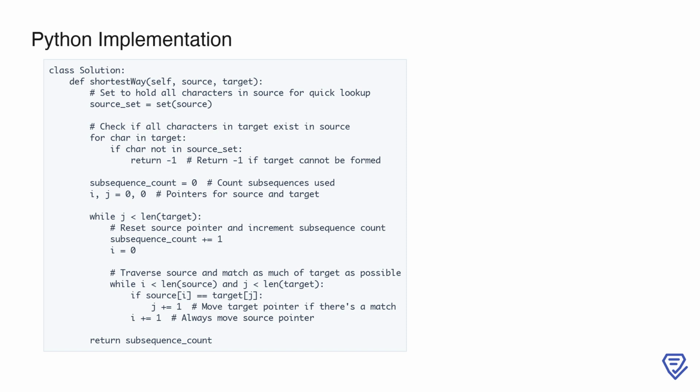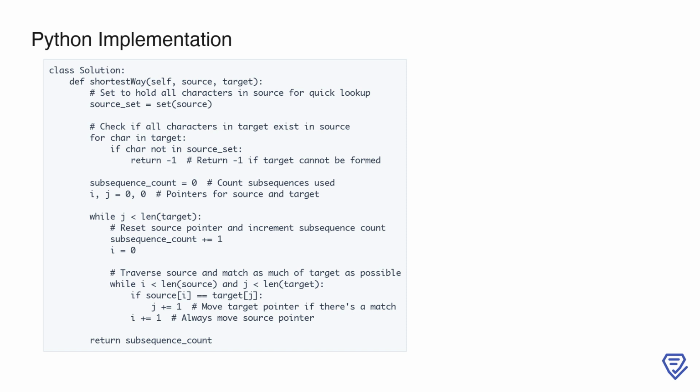The main part of the algorithm uses 2 pointers, one for the source string and one for the target string. It iterates through the target string while repeatedly scanning the source string to match as many characters as possible. Whenever the source pointer finishes scanning, the subsequence counter increments, indicating the use of another subsequence from the source string. The process continues until the target string is fully matched. The algorithm is efficient for the problem constraints, as it minimizes unnecessary checks and only processes the source string as many times as required to cover the target. The edge cases, like empty strings or when the target cannot be formed, are handled appropriately.